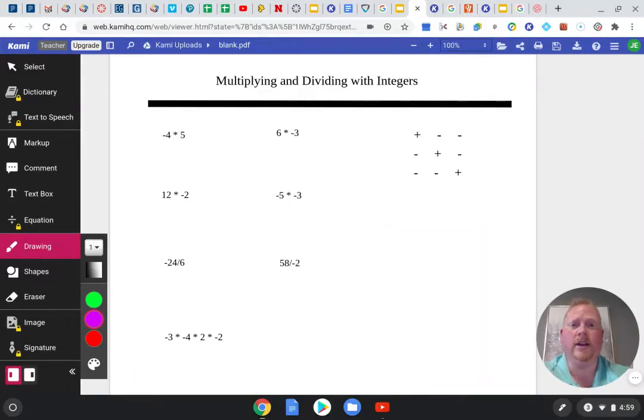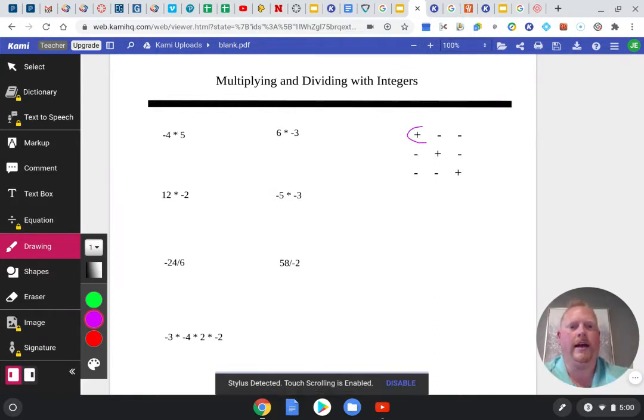Next skill I want to talk about is multiplying and dividing with integers, positive and negative numbers. Now I saw something a while back. It's this little chart right here. It looks kind of like a little tic-tac-toe chart. It's got plus signs down the diagonal, and everything else is negative signs. I like this little chart because no matter which way you read it, it's always true for multiplying and dividing negative numbers. So for instance, if I start at the top, a positive and a negative makes a negative.